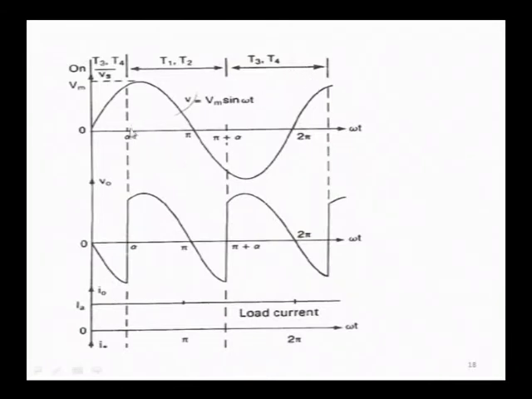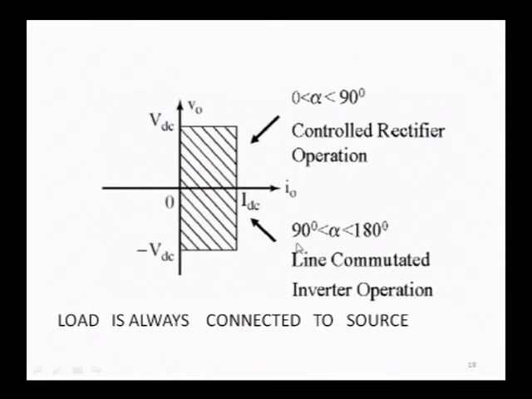Now it is fired at alpha, and the next set is fired at alpha plus pi. This angle is pi, 180 degrees, and this is 0 degrees, 0 to pi, then pi to 2 pi. So this is one complete cycle. It gives 2 pulses in one cycle, so it is a 2 pulse converter. Now this is another important thing that you have to understand.